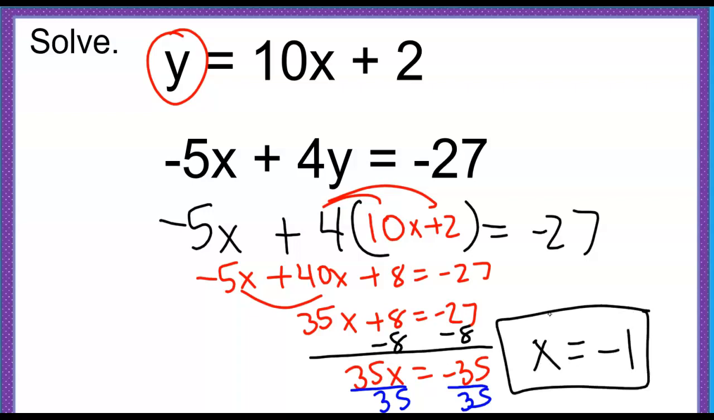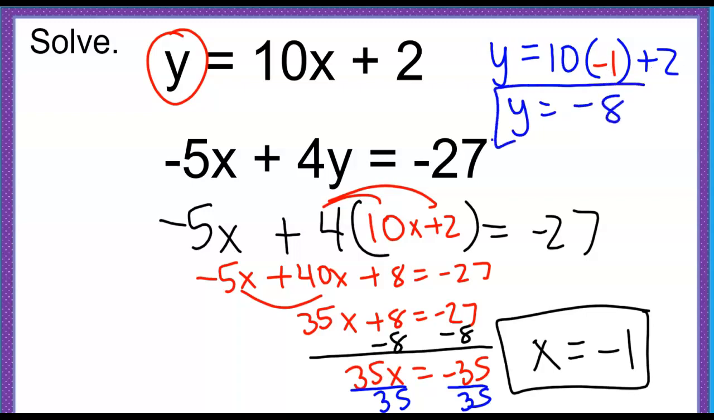I'm going to go back to the beginning. I'm going to take the letter x, and I'm going to erase it and replace it with a negative 1. So erase the x, replace it with its substitute, which is negative 1. And now I can compute. 10 times negative 1 is negative 10. Negative 10 plus 2 is negative 8. And now I can check that these numbers satisfy both equations by erasing and replacing each variable.